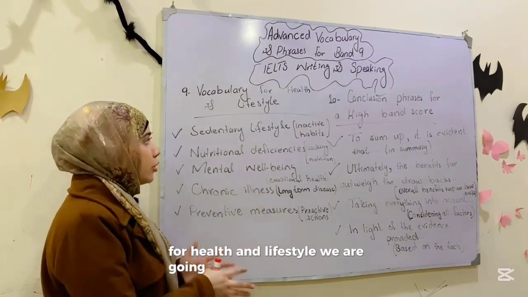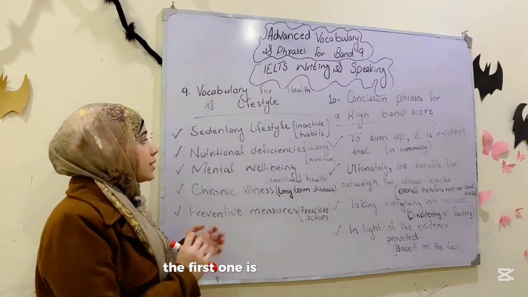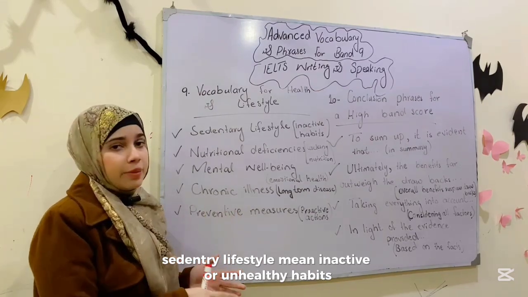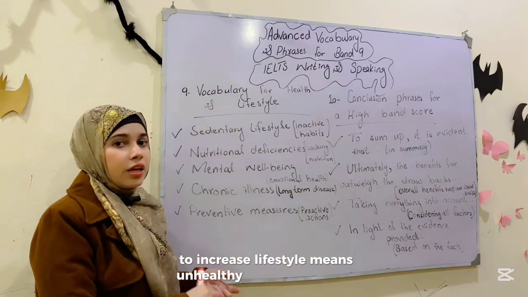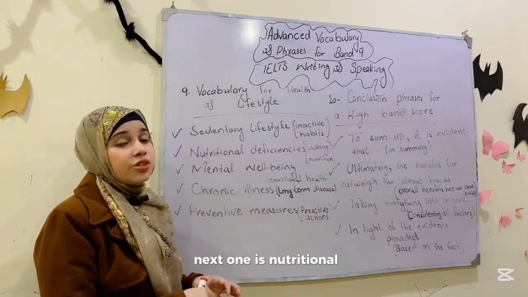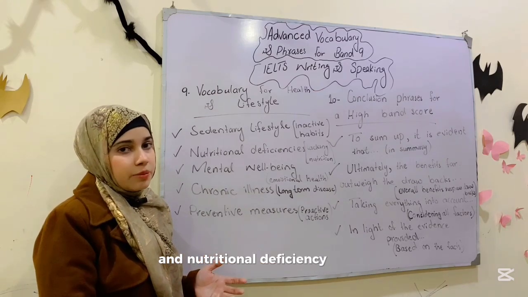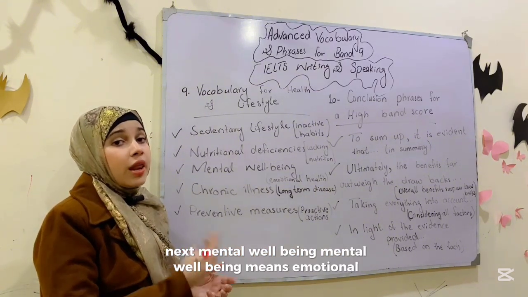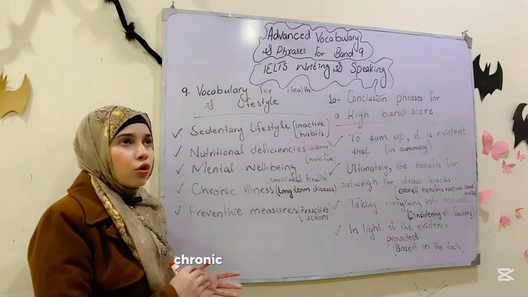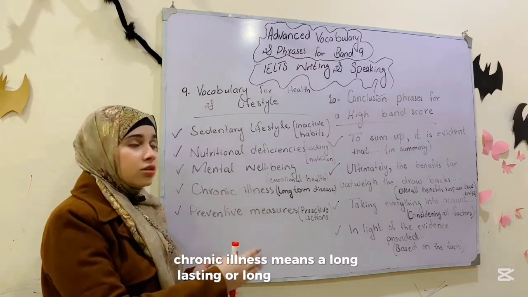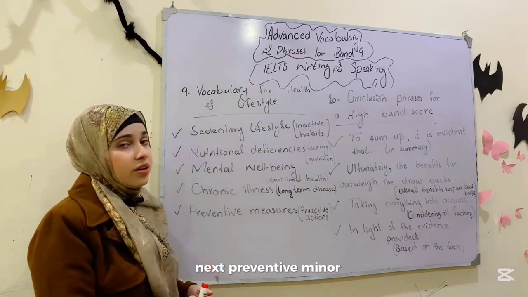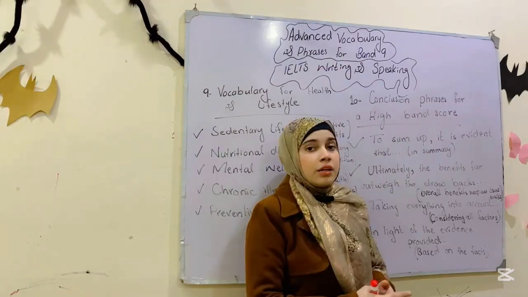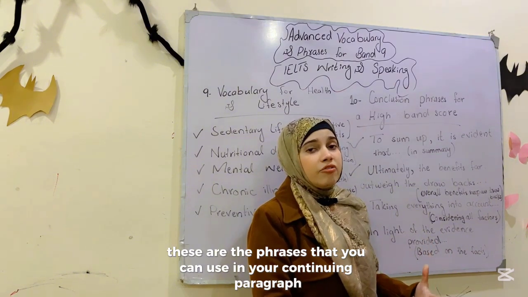For health and lifestyle, we are going to use these vocabulary words. The first one is sedentary lifestyle. Sedentary lifestyle means unhealthy or inactive habits. Next one is nutritional deficiencies. Nutritional deficiency means lack of nutrition. Next, mental well-being. Mental well-being means emotional health. Next, chronic illness. Chronic illness means a long-lasting or long-term disease. Next, preventive measure. A preventive measure means a proactive action.